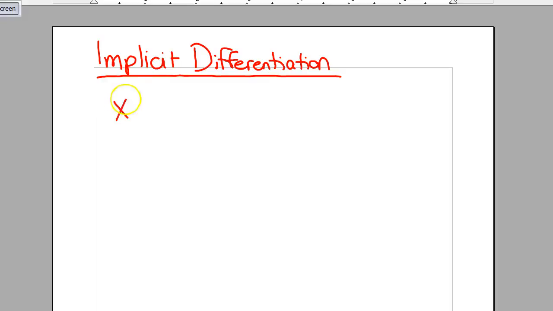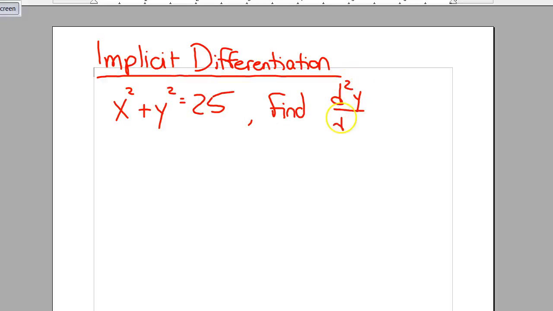So let's say I gave you x squared plus y squared equals 25. And the directions would say find d2y over dx2. It doesn't matter. It just means find the second derivative. So what we're doing is finding the second derivative of this, but you've got x's and y's in there, so we need to do implicit.